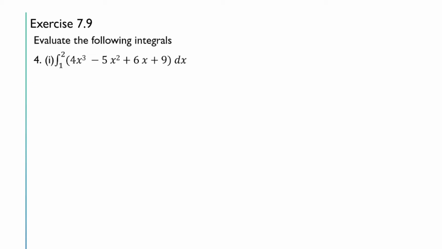The fourth, we have to evaluate the following integrals. The fourth question, integral 1 to 2 of 4x cube minus 5x square plus 6x plus 9 into dx. So first we have to integrate this function and then apply the limits.